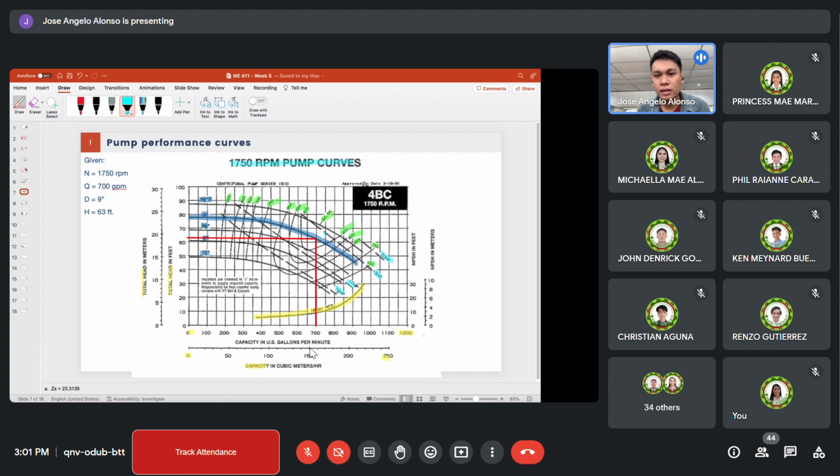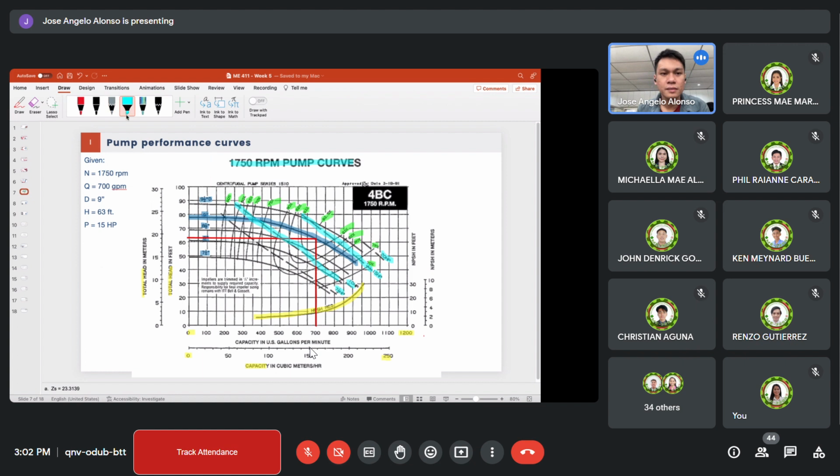Then, yung required power natin for the pump to operate on this condition, as you can see, the point of intersection is in between 10 HP and 15 HP. So, kukunin natin dito is always the higher. So, power is 15 HP. So, we need 15 HP for the pump to operate in this condition to supply 700 gallons per minute at the same time, makapag-produce ng 63 feet of head.